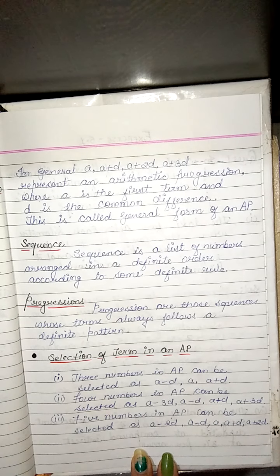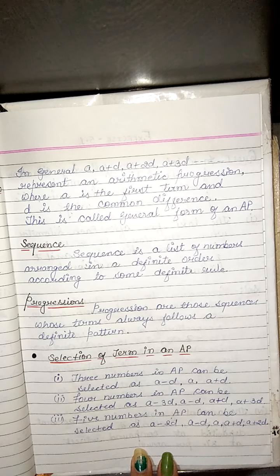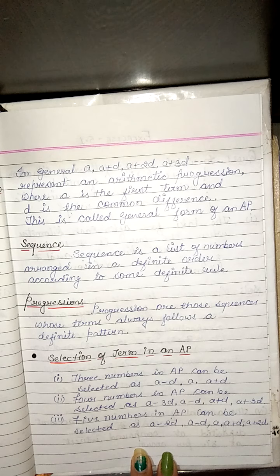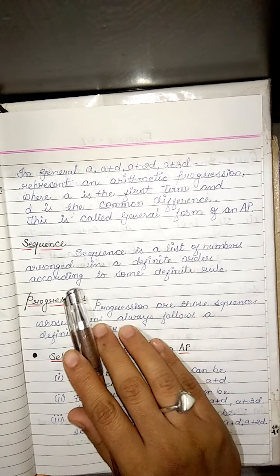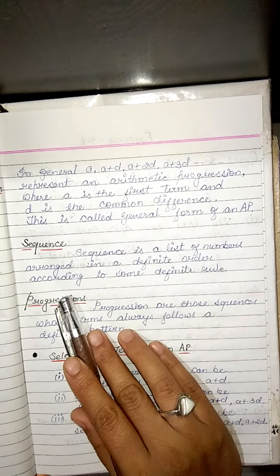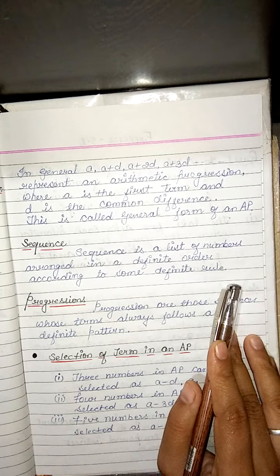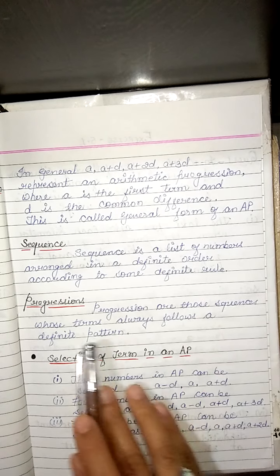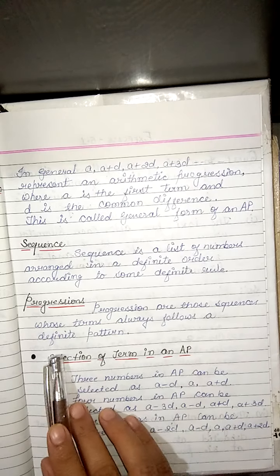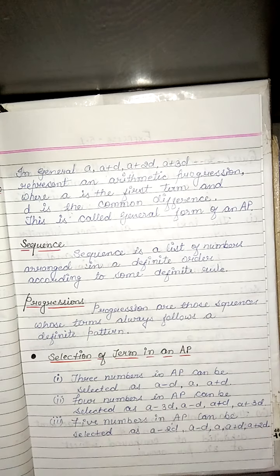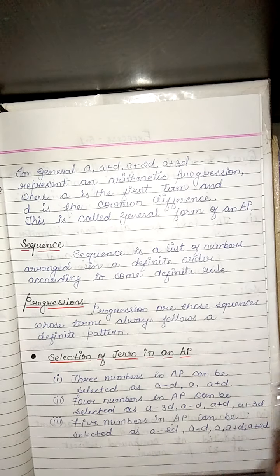Now, what is a sequence? A list of numbers arranged in a definite order according to some definite rule is called a sequence. What is a progression? Progressions are those sequences whose terms always follow a definite pattern. Okay, it's called progression.